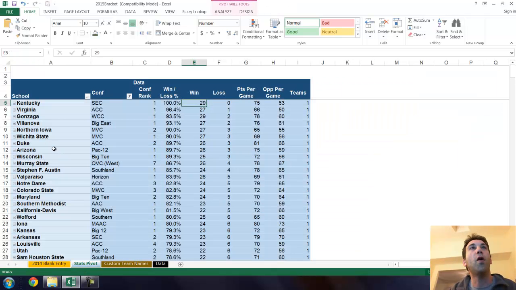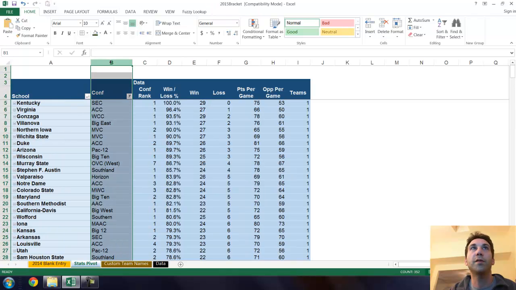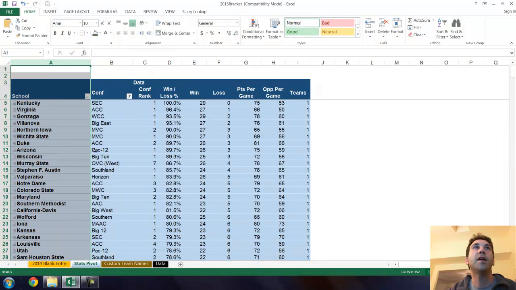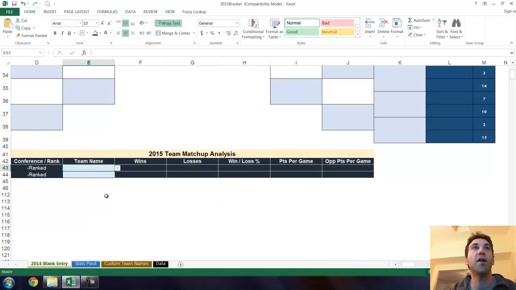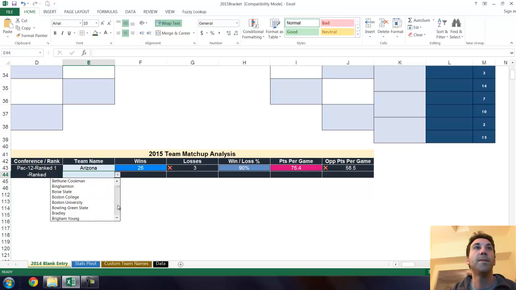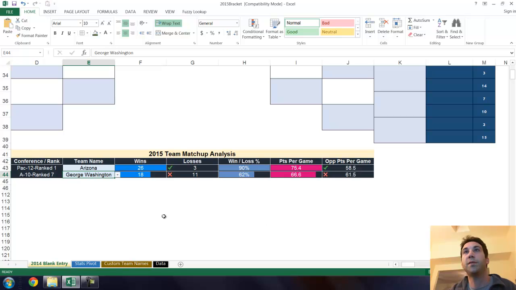I've got all the teams here. There's like 351 of them, I think. Teams in the conferences and their current stats, and these stats get updated automatically whenever I run a query in this file. And so what it does is it allows you to say, all right, if there's a game that's going to happen, let's say Arizona's playing George Washington in one of these rounds.